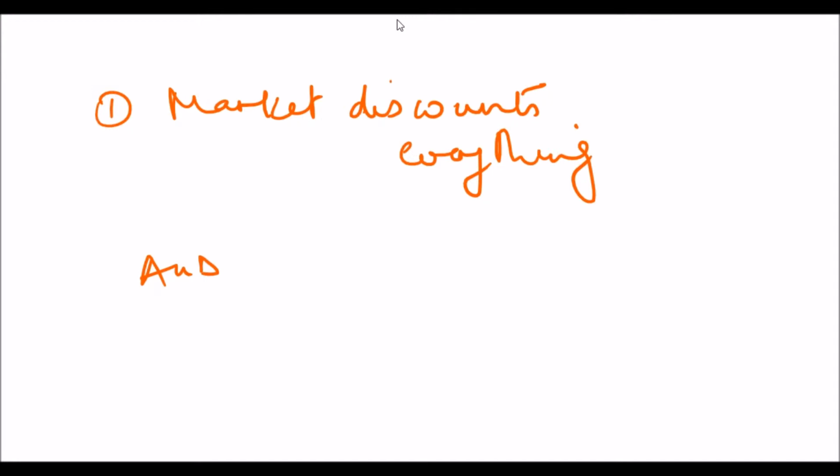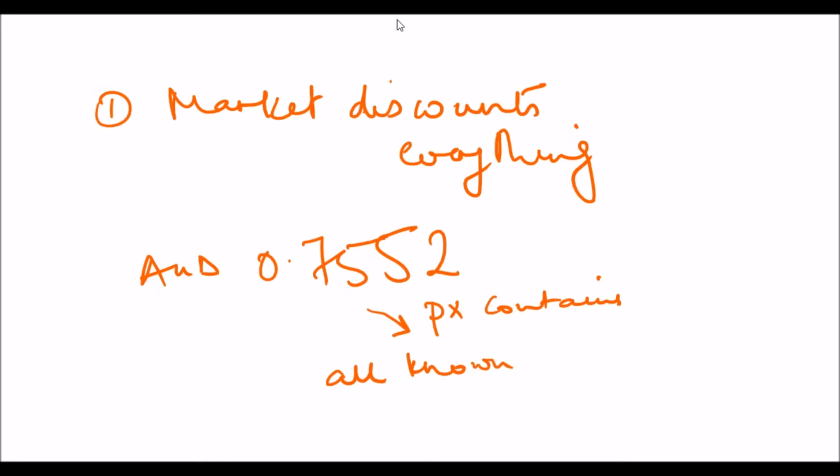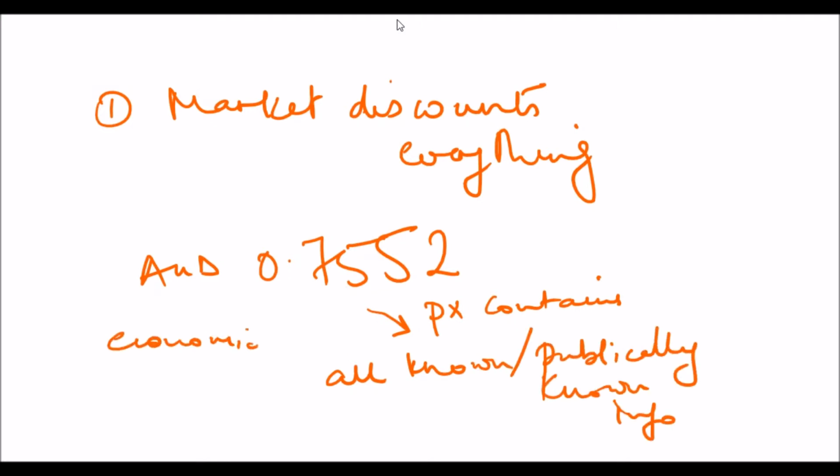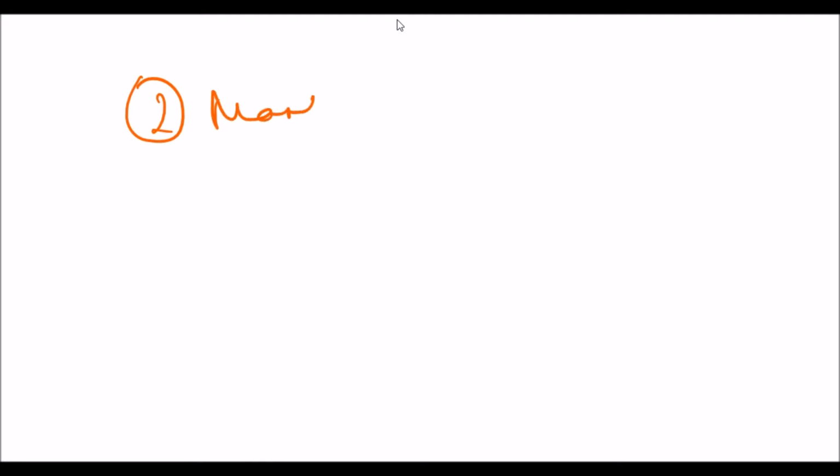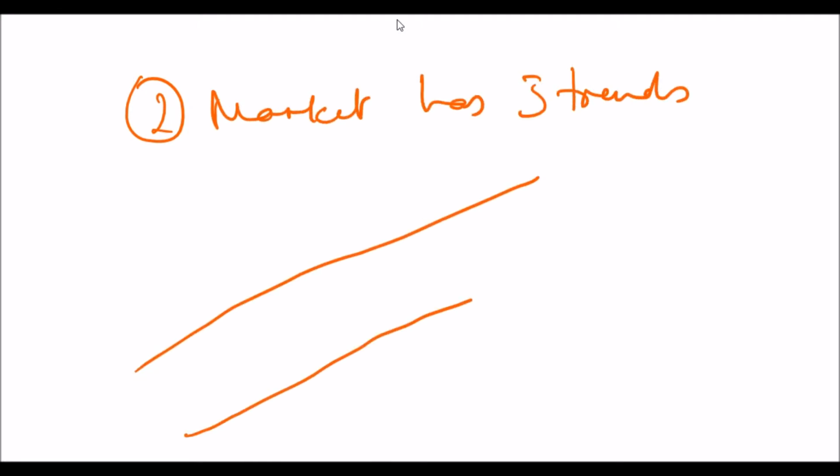Now, this is the same principle as what we have already discussed before, that the market action or price action discounts everything. Political, economic, psychological information, everything is discounted in the price action. The second tenet is that the market has 3 trends: the primary trend, the secondary trend, and the minor trend. We will see these trends when looking at the foreign exchange charts.